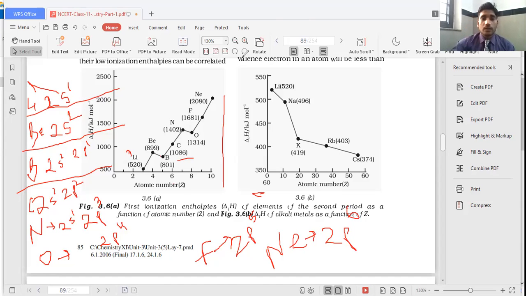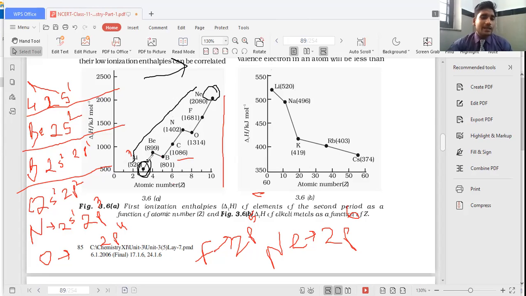Okay, now see the trend. Lithium is having minimum value. This is a period, this is your third period, sorry, second period, right? From lithium to neon, second period. In the second period, minimum ionization enthalpy value is given for which element? Lithium. Okay, and maximum is for neon. It means when we go along a period, ionization enthalpy value keeps on increasing.